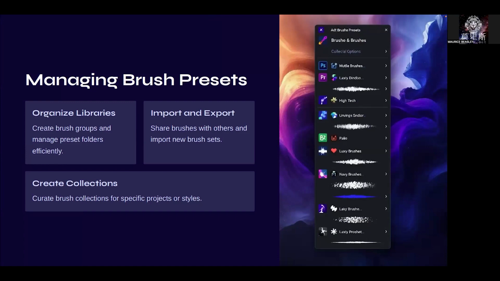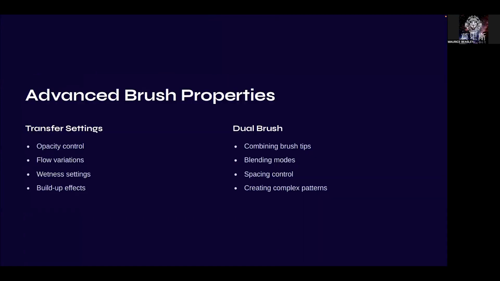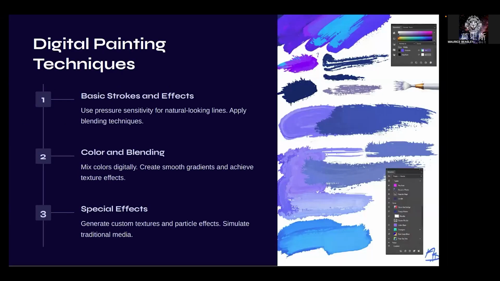So this is just another slide talking about the brush presets. I already talked about that. This is some of the options you have with those brush presets that you can set. Opacity, flow variations, wetness settings to get a wet paint effect like watercolor or water-based paint effects and that sort of thing. Combining brush tips together, you've got this thing called a dual brush that you can do. You've got blend modes that you can set. Opacity you could set.